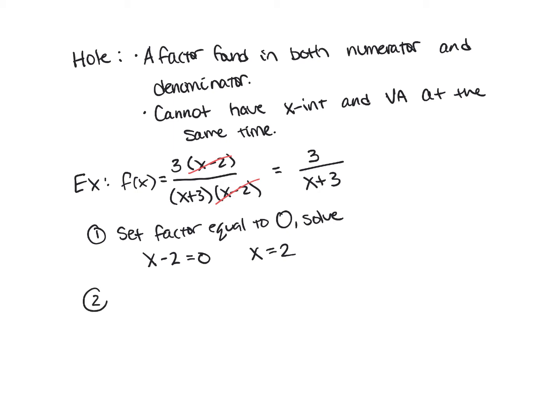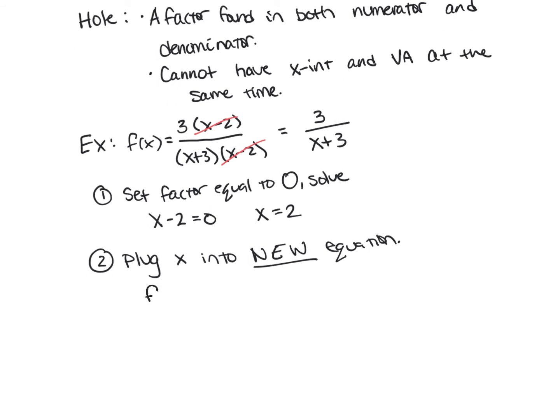So the second thing we're going to do is plug this x into the new equation, or you can think of it like the simplified equation. So in this case, we're going to find f of 2 with 3 over 2 plus 3. I'm not plugging it back into the original, I'm plugging it back into the new one. So we have the x value of our hole, we're trying to find the y value, and that's going to be 3 over 5.